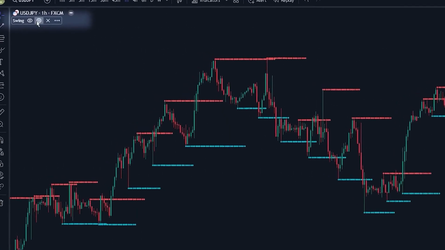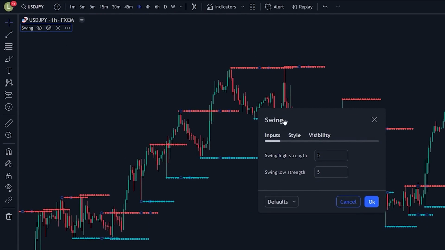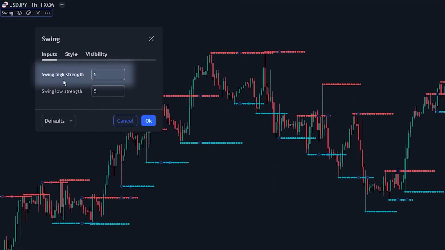Navigate to the Indicator's Settings tab and click on the Input tab. We will first be changing the swing high strength value.